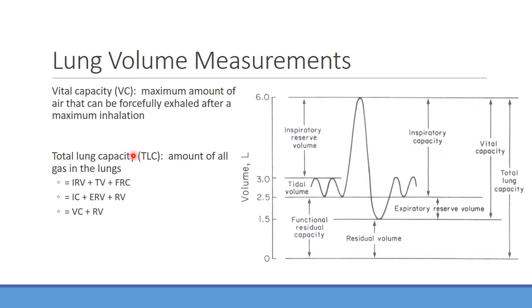And so the total lung capacity should be equal to the amount of all gas in the lungs. It should be equal to the inspiratory reserve volume plus tidal volume plus that functional residual capacity. It can also be equal to the vital capacity plus the residual volume. Any of these things can be added together to get your total lung capacity.